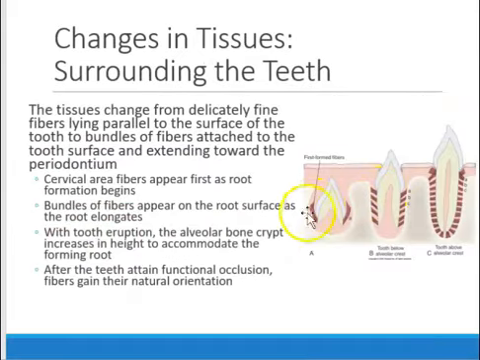Let's look at what happens to the surrounding tissues, the tissues beside the erupting tooth. The cervical area is along the neck of the tooth, where the crown and the root meet, right here. This is where you can see fibers being formed, and as the tooth erupts, more and more fibers are formed. These fibers are called periodontal ligament fibers, and we'll look at them in a whole unit later. When the tooth is completely functional, you can see that fibers are even formed at the bottom as well.